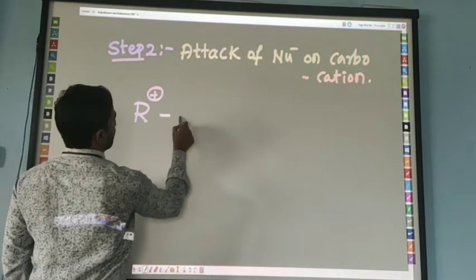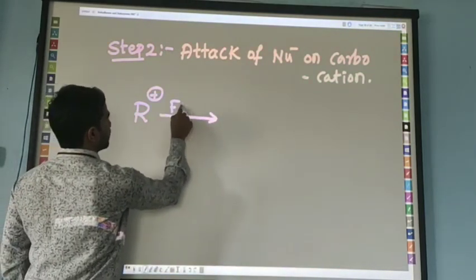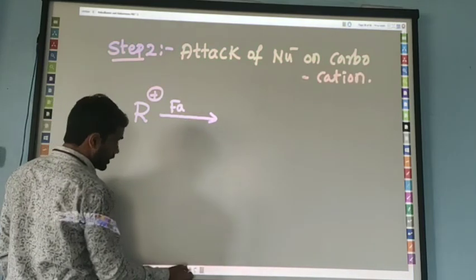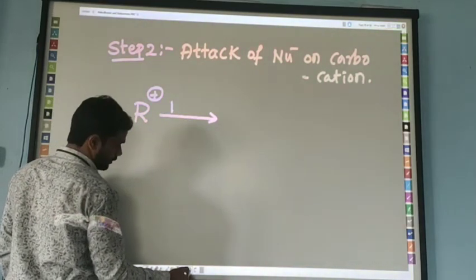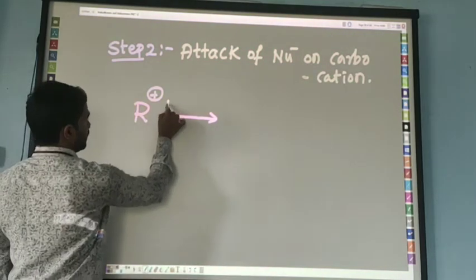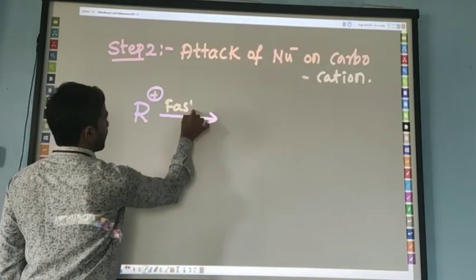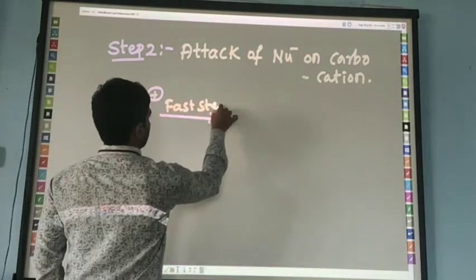It is going to happen in the forward reaction. It is the fastest step. This step is considered a fast step reaction. Why? Because an ionization is going to be generated here. That's why it is a fast step reaction.